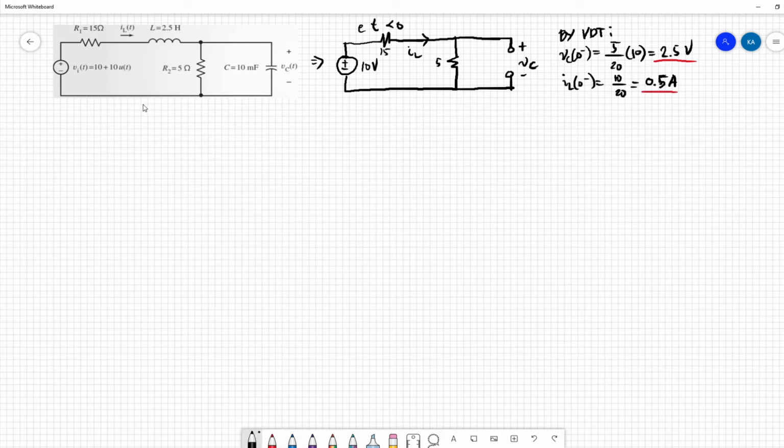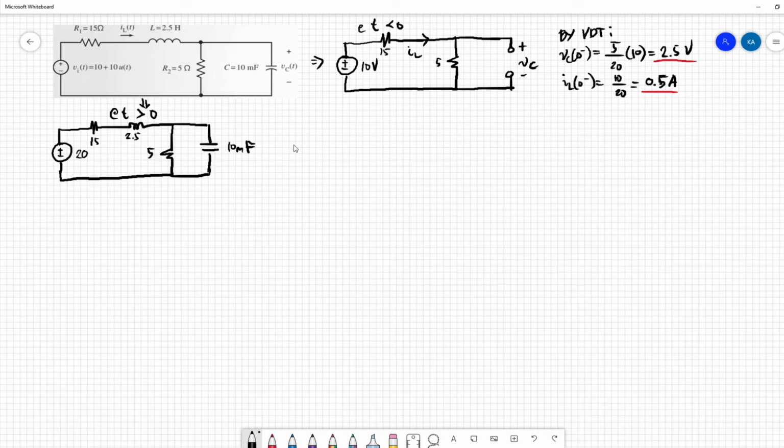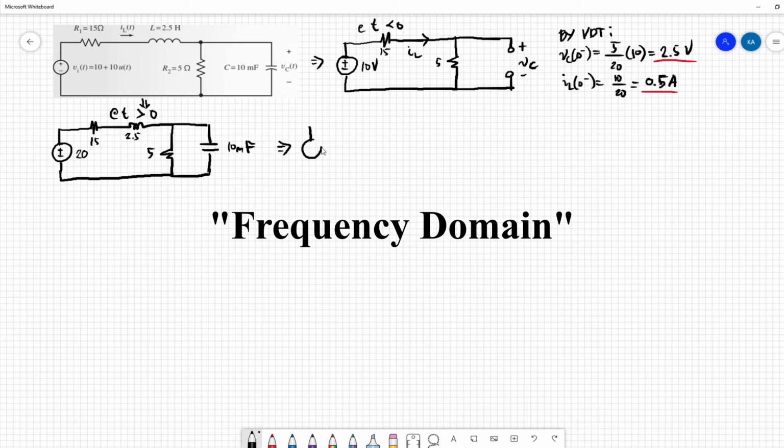So now let's analyze our circuit at t greater than 0. At t greater than 0, we have 10 u(t) is activated. Our source here is now 20. Now converting this to the s domain, we have 20/s.